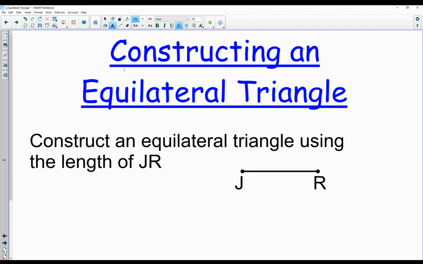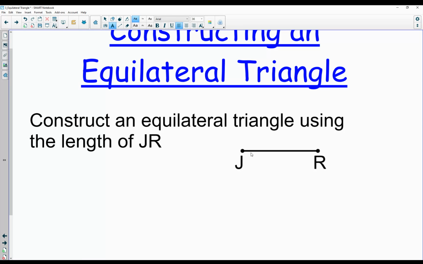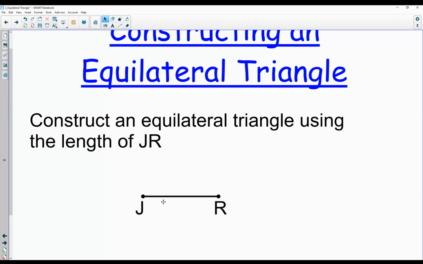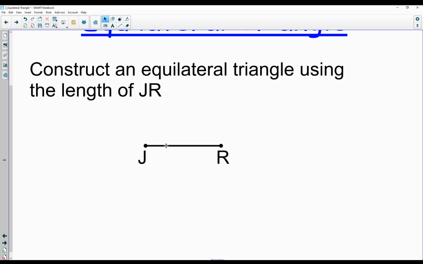We don't only construct triangles that are equilateral inside of a circle. Often a segment length is given for us, and we have to construct an equilateral triangle using a given length. So in order to do that, it actually isn't too bad. It's quite easy. And if you think about it, an equilateral triangle is made up of 3 segments that are the same length.